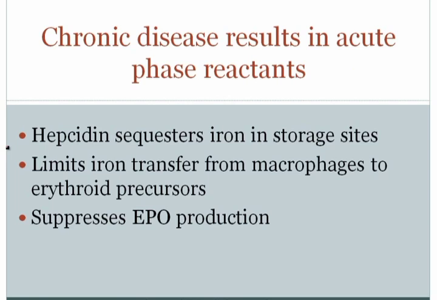chronic disease that results in chronic inflammation, then there would be an increase in acute phase reactants. One of those acute phase reactants is called hepcidin. And hepcidin, what it does is it sequesters iron within storage sites so that it cannot be used. So hepcidin has the ability to lock iron into its storage sites, prohibiting iron from being transferred to other cells. So this limits the transfer of iron from the macrophages to the erythroid precursors.